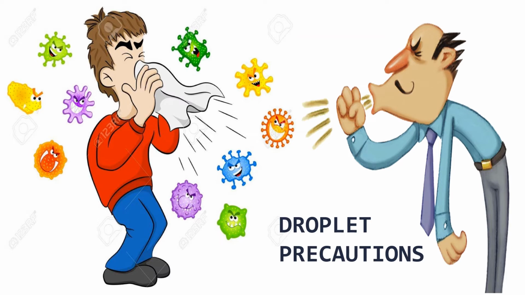Droplet precautions minimize contact with pathogens that spread through the air at close contact and that affect the respiratory system or mucous membranes. These droplets spread by coughing, talking, or sneezing, such as influenza and bacterial meningitis.